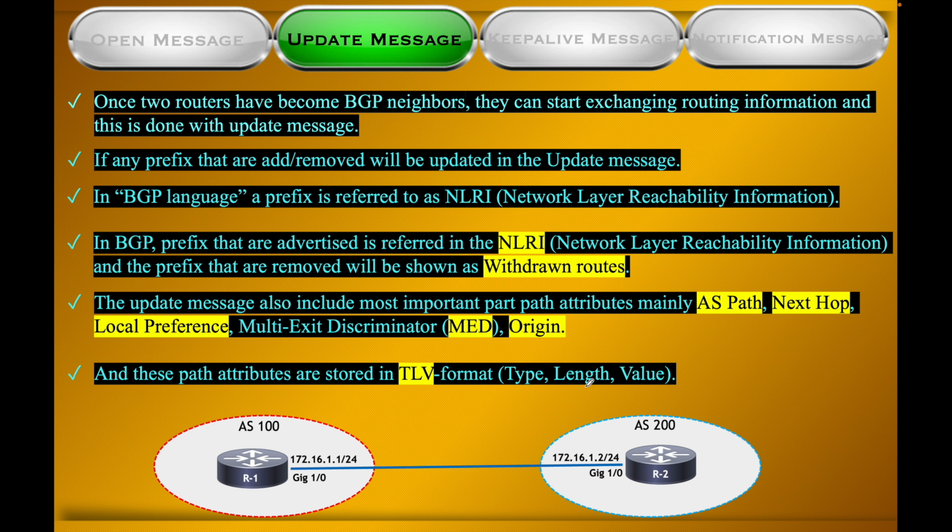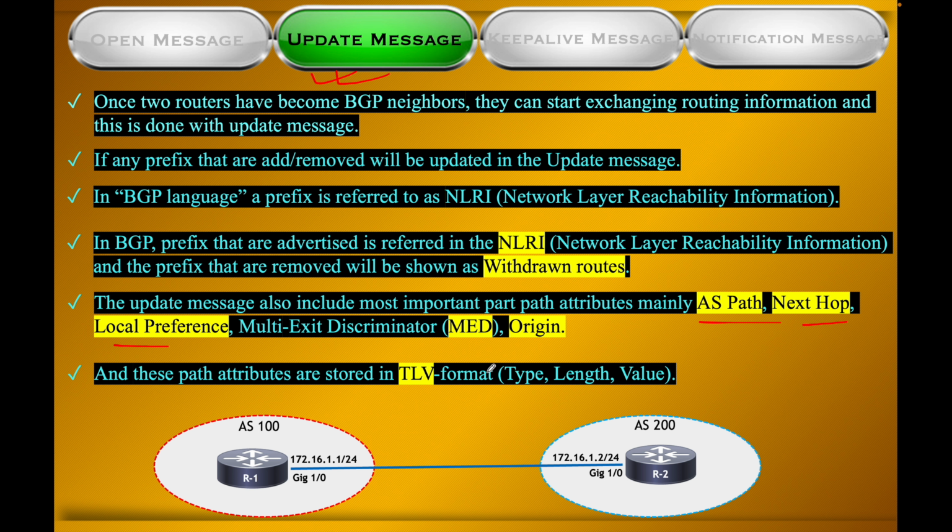Now the update message also includes another important part, that is the mandatory attributes. A few attributes, mainly AS path, next hop, local preference, MED, origin, all these path attributes are also sent. This is very important. What the path attributes are, I have explained in a separate video. You can check it from the I button, and see what the path attributes are and how they are selected. So all these path attributes are also sent in the update message. Within this update message, the path attributes, withdrawn route information, and NLRI information are all sent.